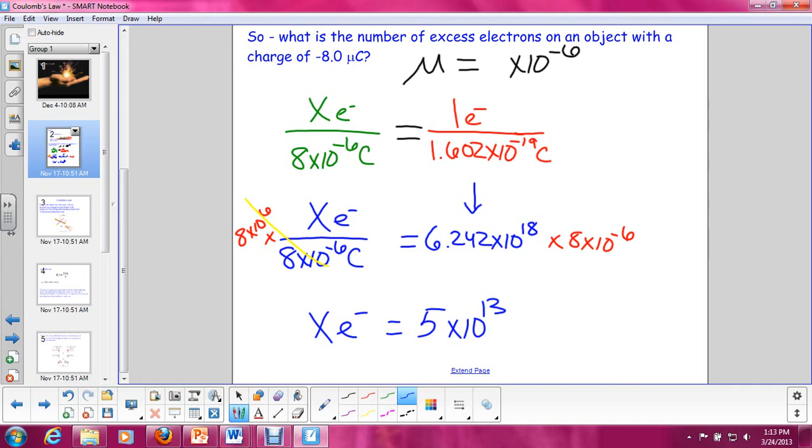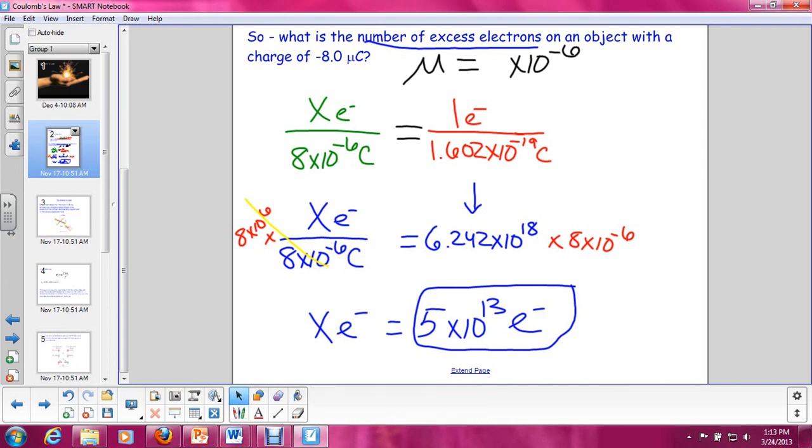And what were we trying to find? We were trying to find the number of excess electrons. So if we have an object with a charge of 8 microcoulombs, it has 5 times 10 to the 13 extra electrons on it. So that was a little review.